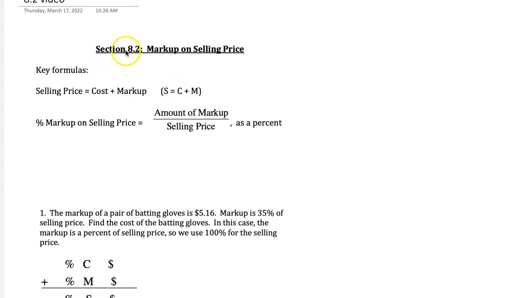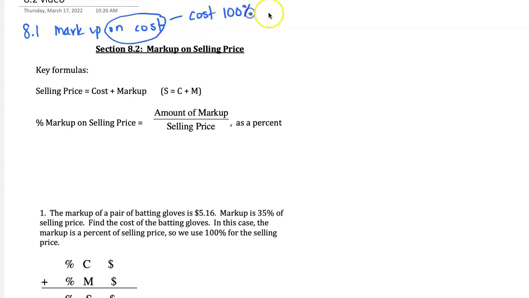Let's begin section 8.2 with markup on selling price. Let's talk just a minute about the difference between section 8.1, which was markup on cost, and now section 8.2 with markup on selling price. When we were told markup on cost, that told us that the cost was the base, or cost got the 100% in our calculations. In section 8.2, we're going to have markup on selling price.